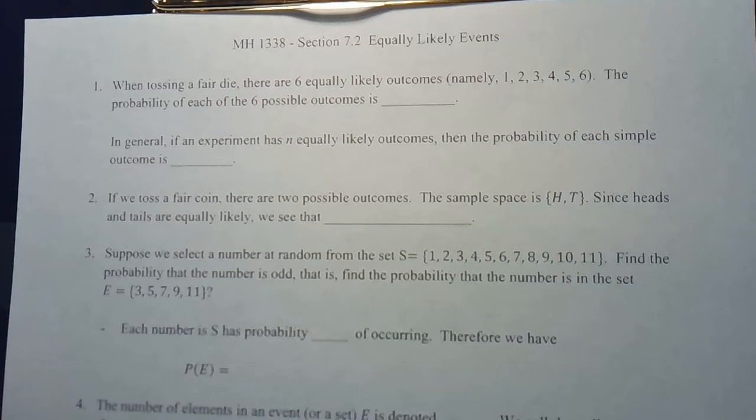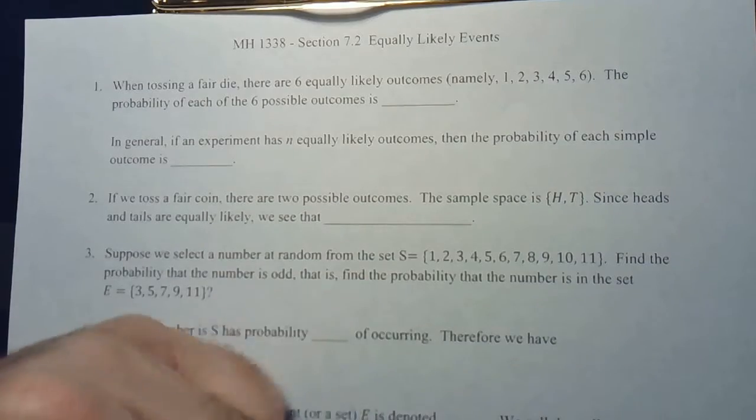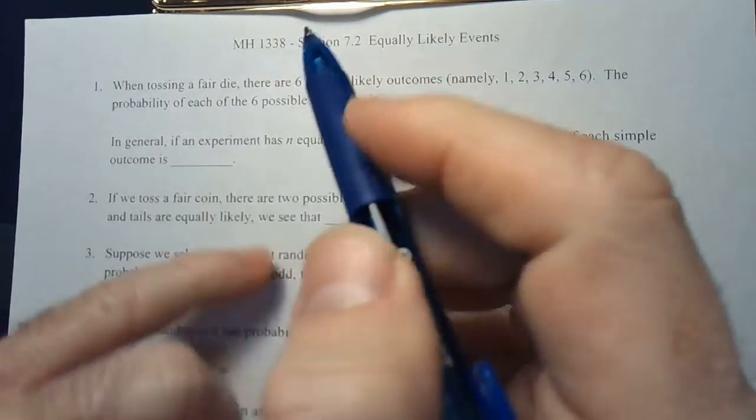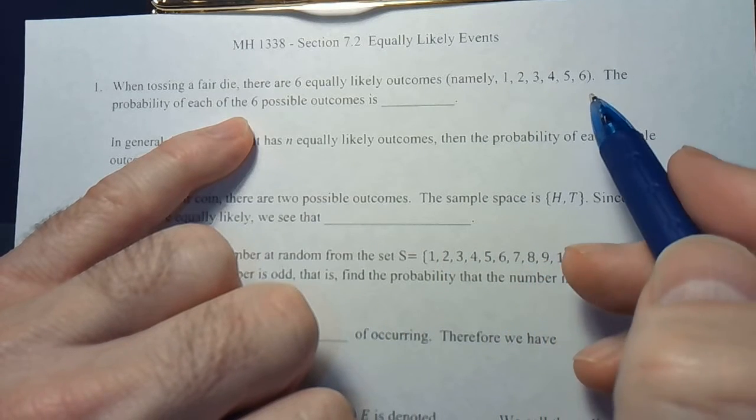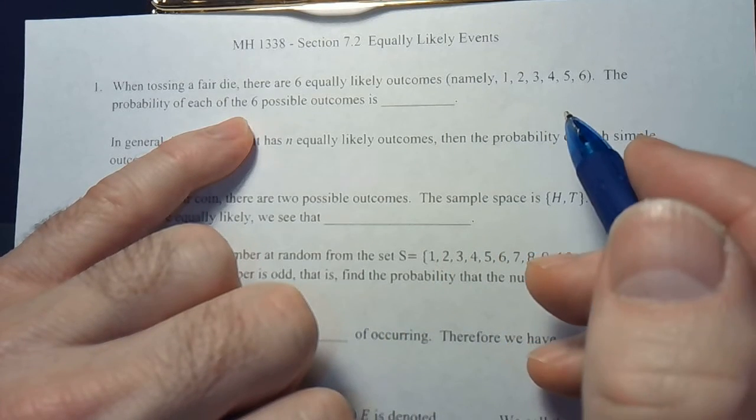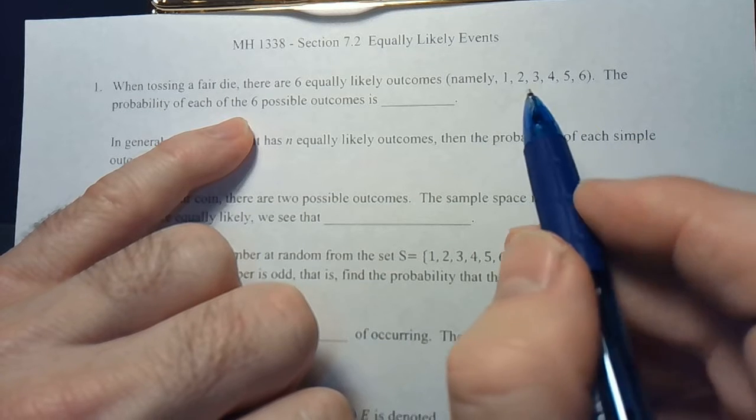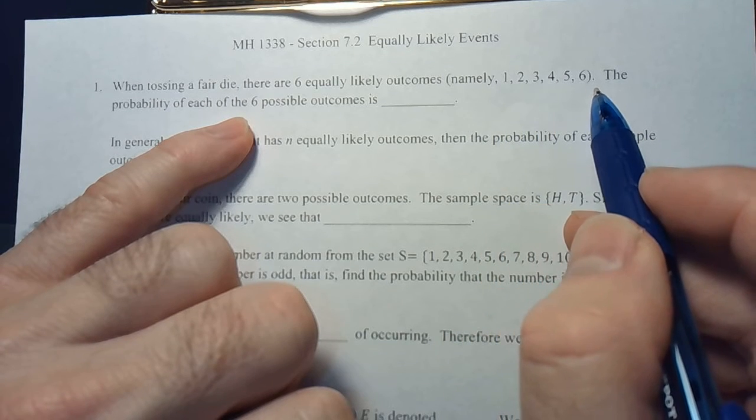In this section, we're going to talk about equally likely events. That basically means that the outcomes are all equal probability in our experiment. For example, when you toss a fair die, there are 6 equally likely outcomes, namely 1 through 6. They're all equally likely to show up. So what is the probability of each one of those?